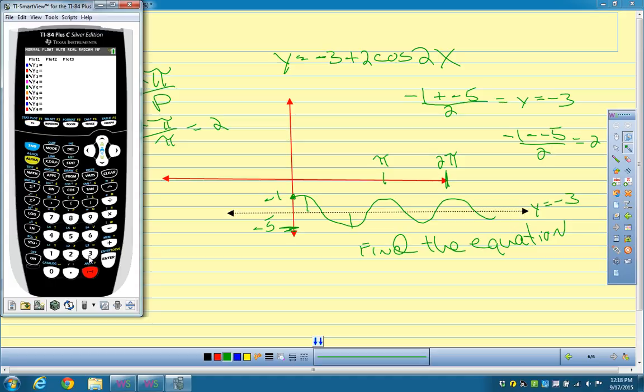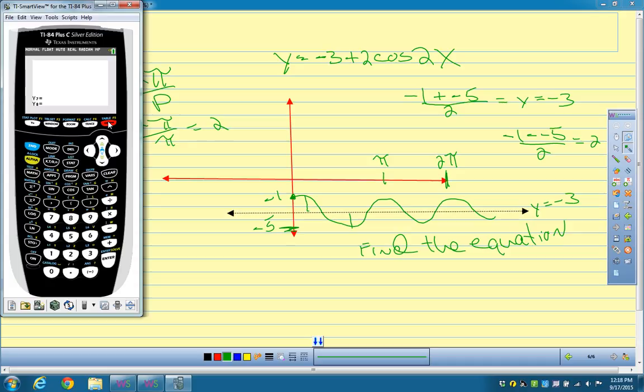And then I put my equation in, okay? I'm going to go -3 plus 2 cosine of 2x. Make sure that you enclose that 2x in parentheses. Otherwise, it's going to take the cosine of 2 and multiply that by x, which is going to give you a straight line. Then if you hit graph, just for the heck of it, I'm also going to graph y equals -3, okay?